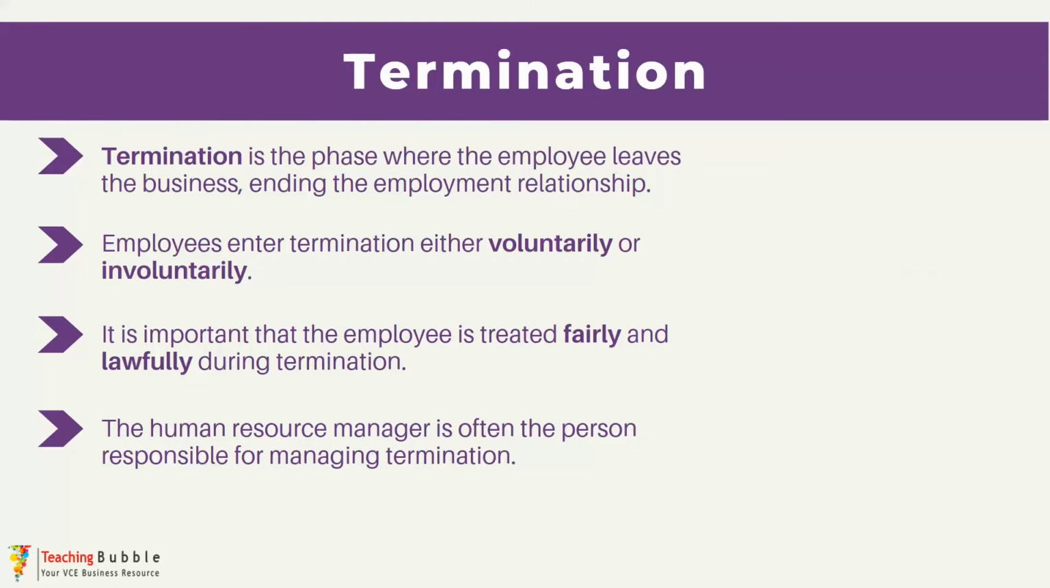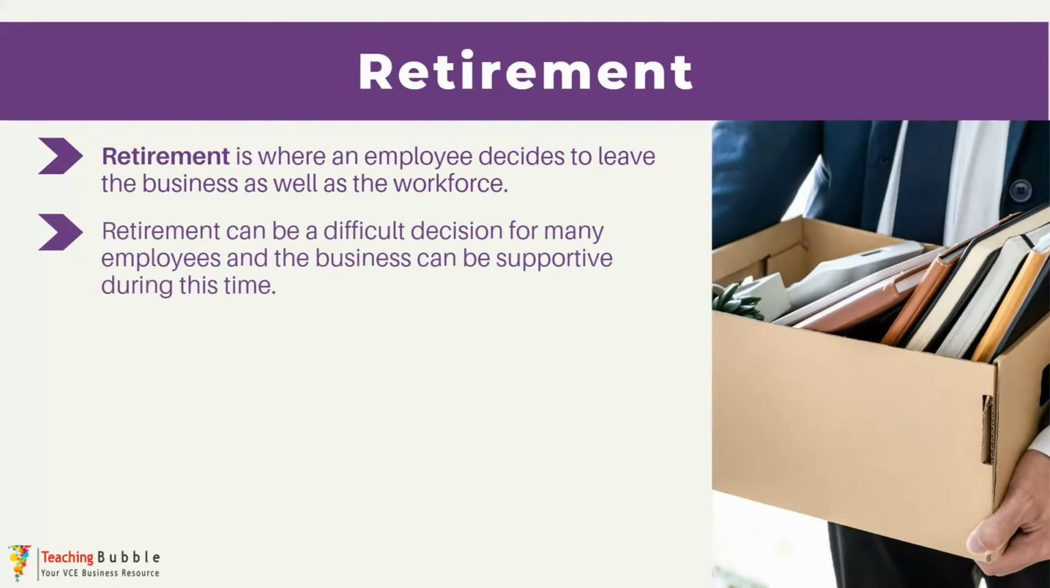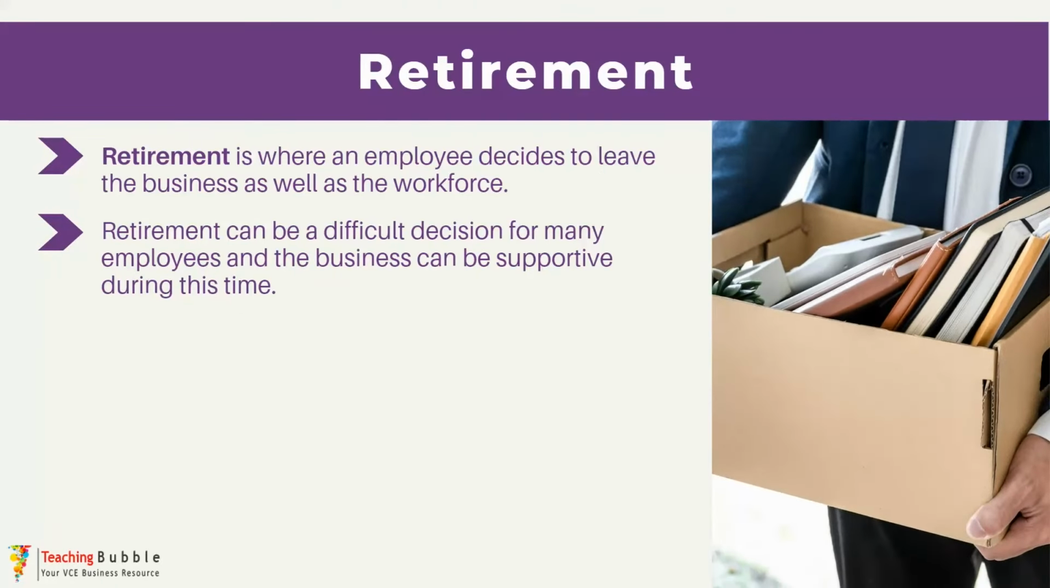The first method of termination is retirement, which is where the employee decides to leave the business as well as the workforce overall. And that can be a really difficult decision for many employees because often work has been a really large part of their life. So the business can try and be as supportive as they possibly can during that time. Now, for each of these termination methods, we need to look at the possible entitlement and transition considerations.